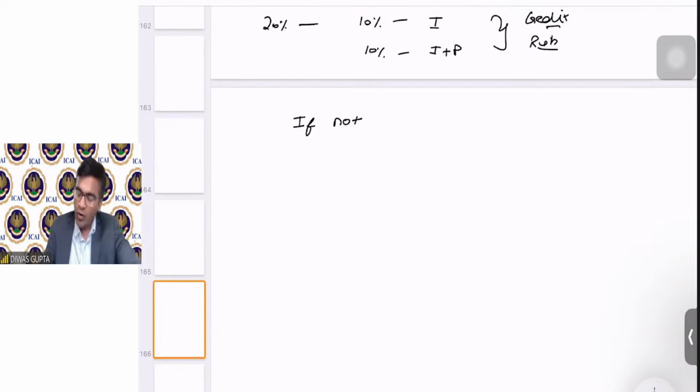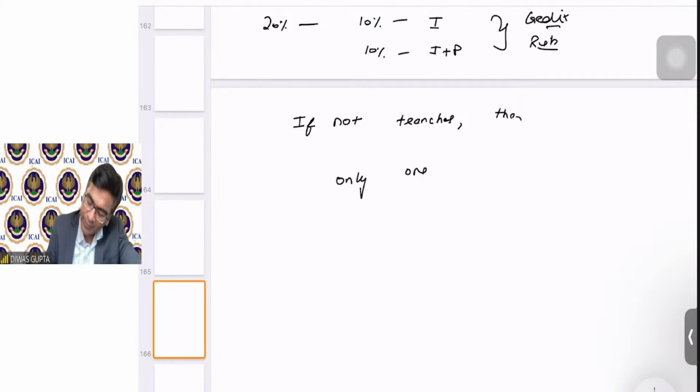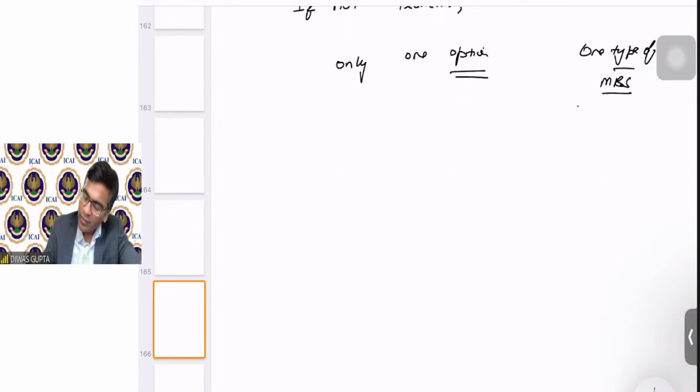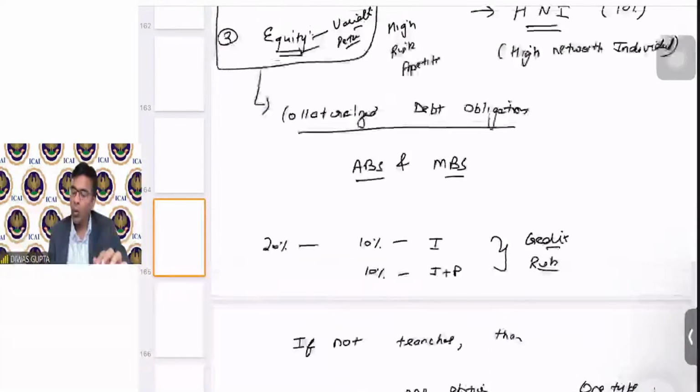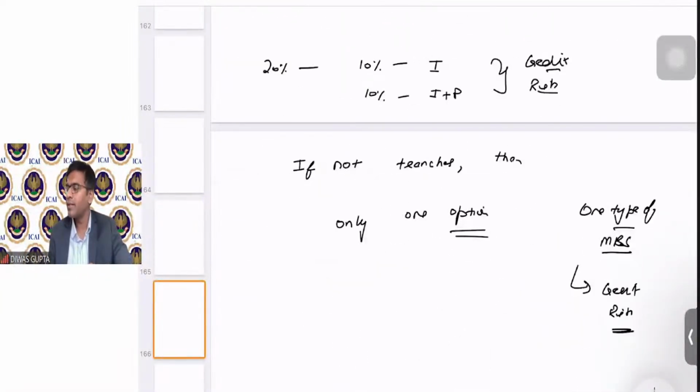Otherwise, if not tranches, then only one option would have been there. What would that one option have been? One type of MBS, mortgage backed securities, which will have the credit risk also. So with CDO, we have treated the credit risks.